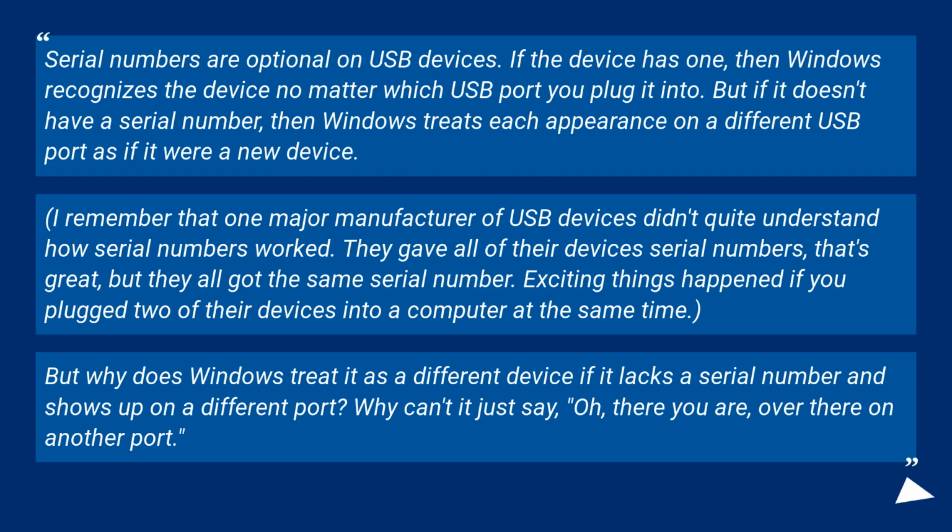I remember that one major manufacturer of USB devices didn't quite understand how serial numbers worked. They gave all of their devices serial numbers. That's great, but they all got the same serial number. Exciting things happened if you plugged two of their devices into a computer at the same time. But why does Windows treat it as a different device if it lacks a serial number and shows up on a different port? Why can't it just say, "Oh, there you are, over there on another port"?